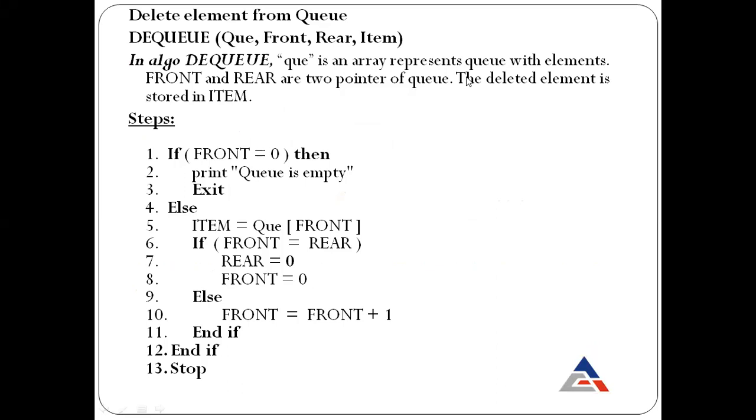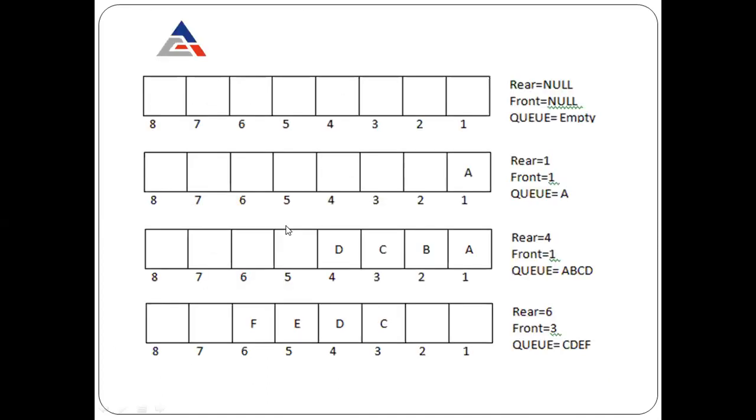So this is the algorithm and how it will work. If I want to delete an element from the queue, if front is 0, the queue is empty. Else item is equal to the element on the front. If front equals rear, it means we have only one value there, and when we delete it, front becomes 0, rear becomes 0. This is how it will work.